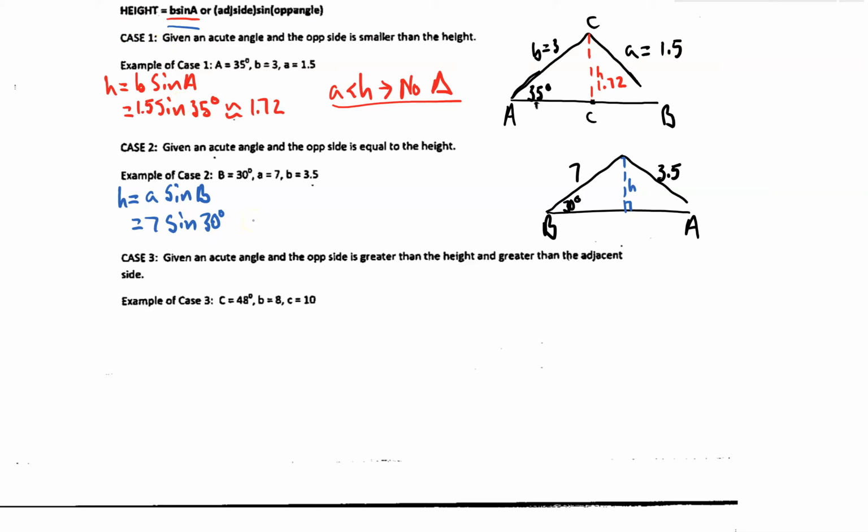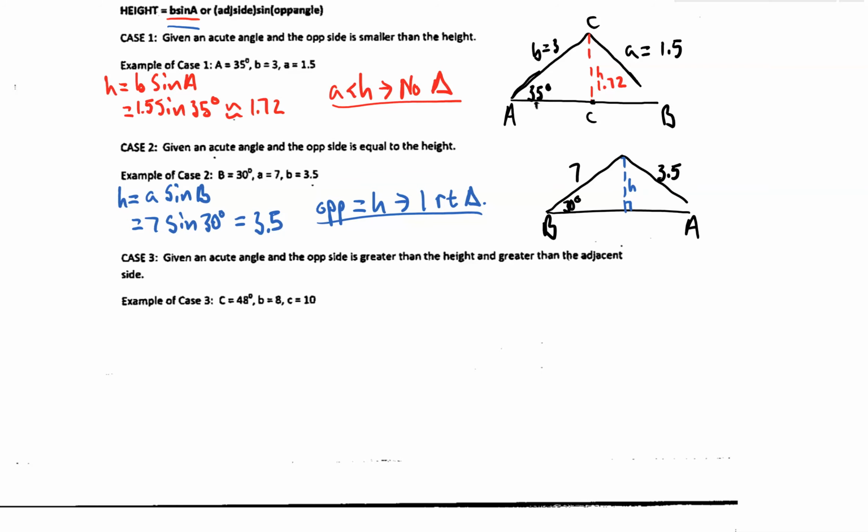Now we could take out our calculator, but hopefully you guys remember that the sine of 30 degrees is actually a half. And so half of 7 is 3.5. So now we're saying that the opposite side of the angle I used is equal to the height, which means one right triangle. And that's what we would have for this one. Hopefully that makes sense. Those are the first two cases.